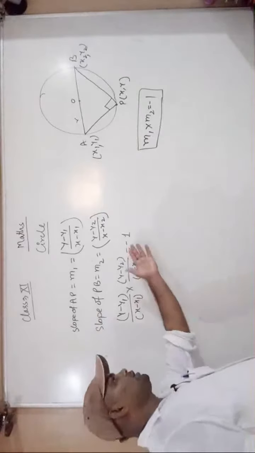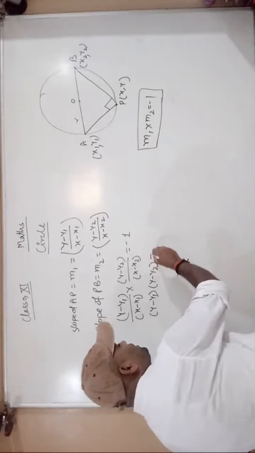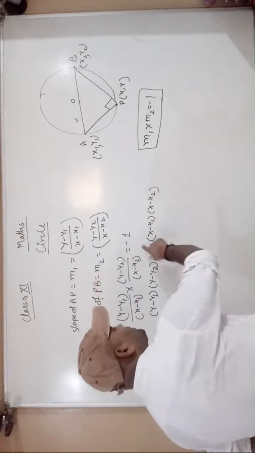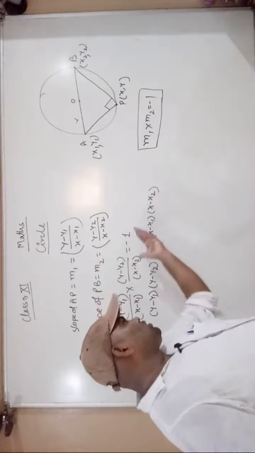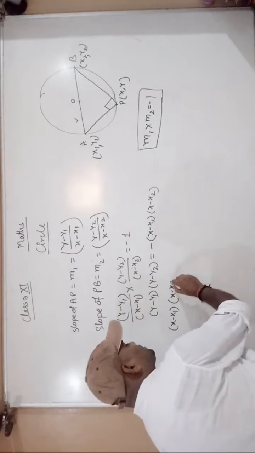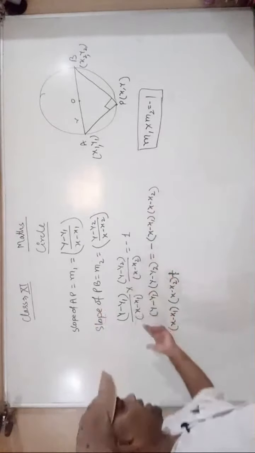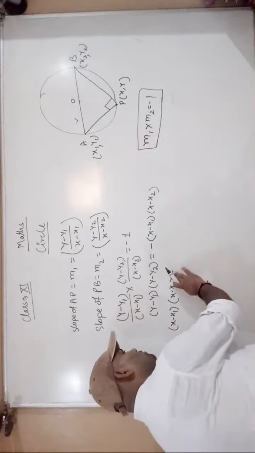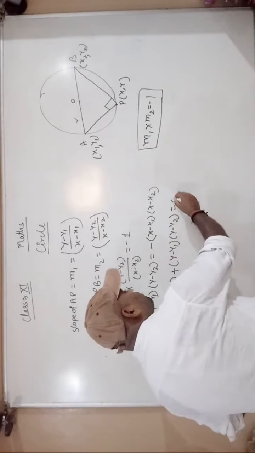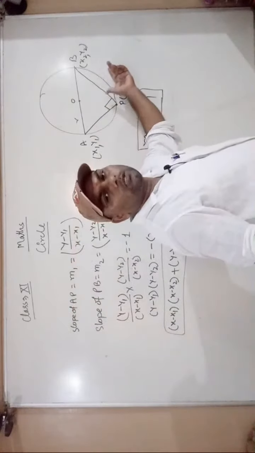Okay, if we transfer to that side, the numerator becomes (y minus y1)(y minus y2) is equal to minus (x minus x1)(x minus x2), because minus is there. Now we will transfer both terms to this side. This becomes (x minus x1)(x minus x2) plus (y minus y1)(y minus y2) is equal to 0. This equation will be used when the end points of the diameter are given.